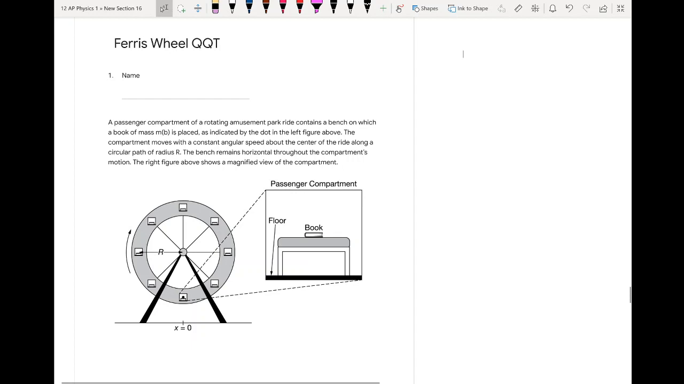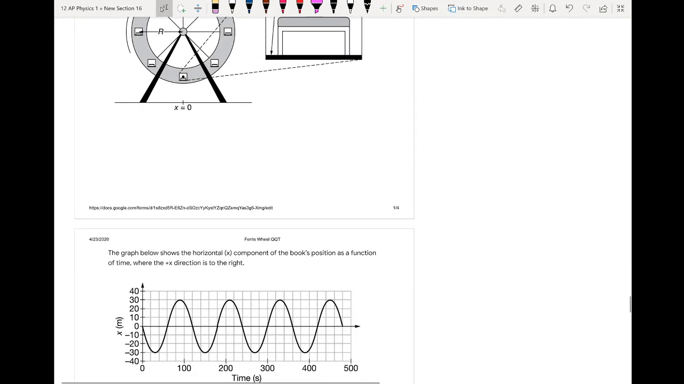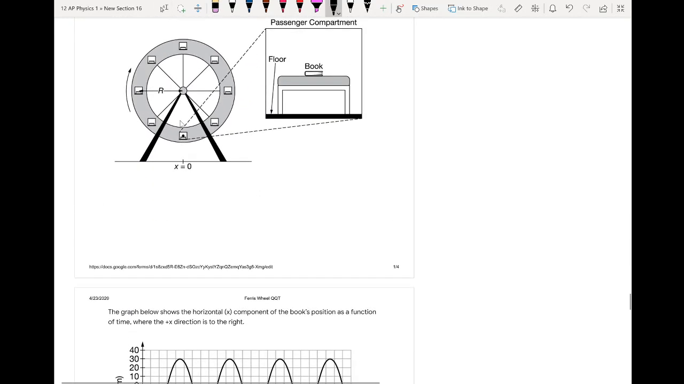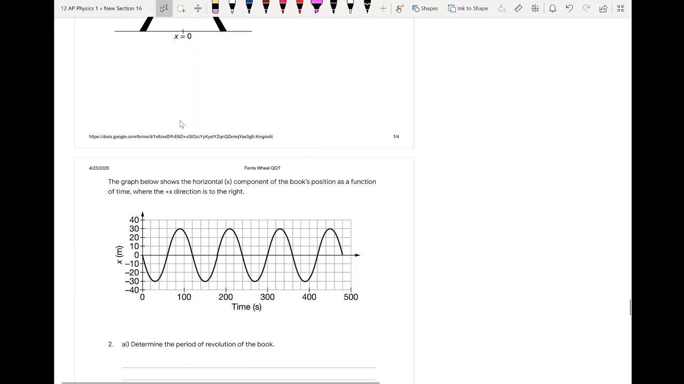So we're looking, here's the compartment. That's kind of where we were sitting when we were on that exciting ride. They're also calling to point out this is x equals 0. So 0 is over here. To the left is negative, and to the right is positive, sticking with those conventions. The graph below shows the horizontal x component of the book's position as a function of time, where the positive x direction is to the right.